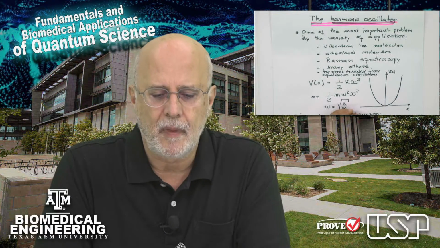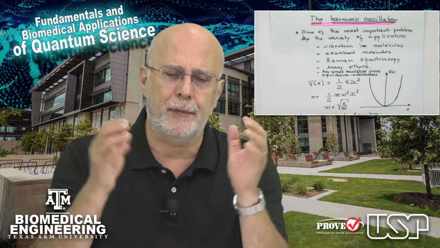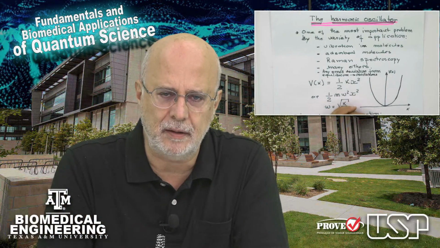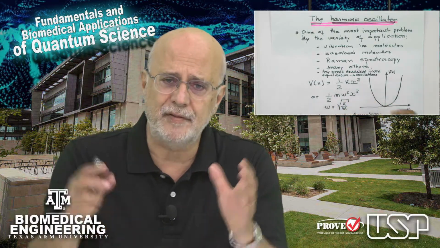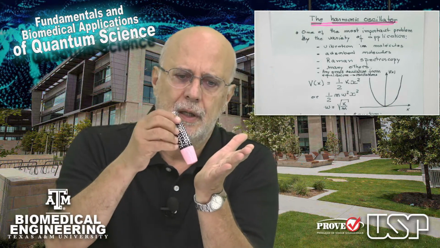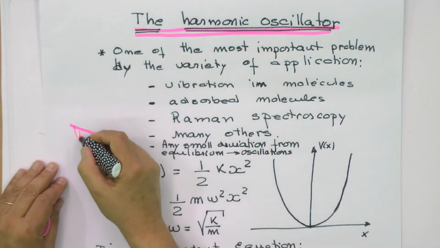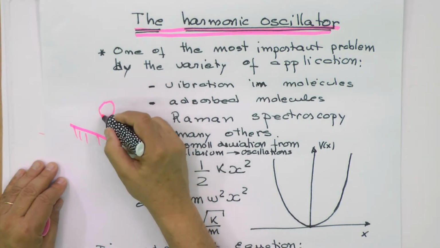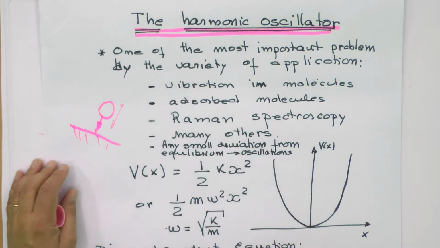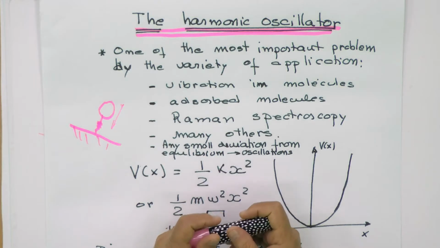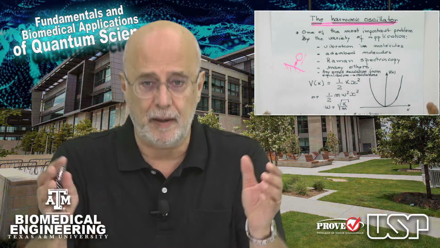Besides that, there are also molecules that vibrate, and molecules that vibrate look like harmonic oscillators in some contexts, in some small oscillations. When you have something bound to a surface, it will oscillate. So if you have a surface like this, and an atom or molecule that's bound, these things can oscillate here. And then we have Raman spectroscopy.